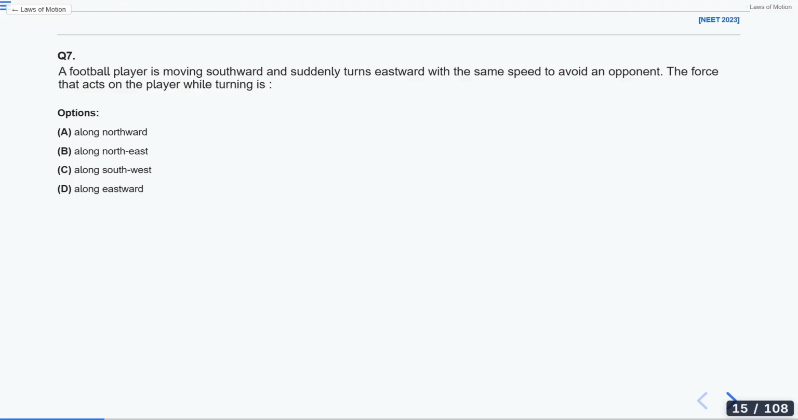Move to question number 7 that was asked in NEET 2023. A recent question this was asked. Please find the answer. Option B is coming. One of the students is answering option B. What are the rest of the students doing? B by Irfana. Okay. What about the rest of the students?